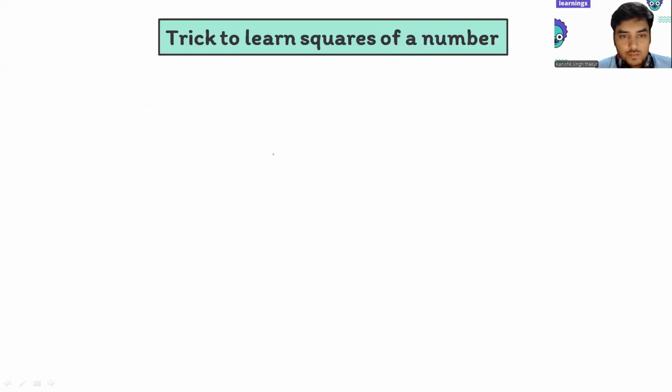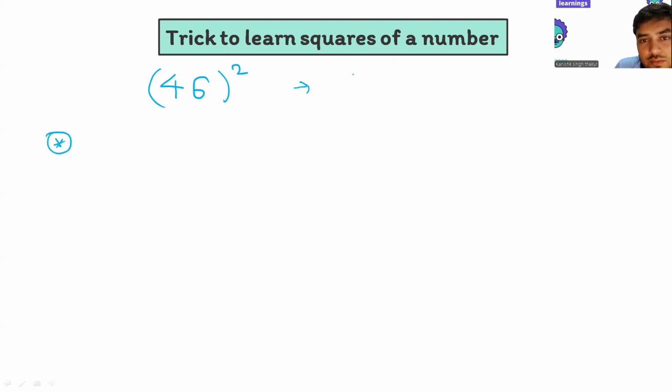Okay. So what is that trick? I'll tell you how to take out the squares of a number. Suppose I have 46 square, let's learn it with the help of an example. The first thing you have to do is use the (a plus b) whole square formula. Those who don't know, just understand it.